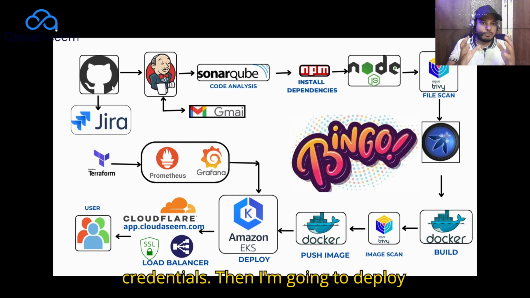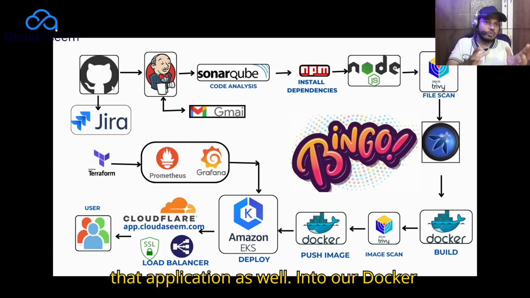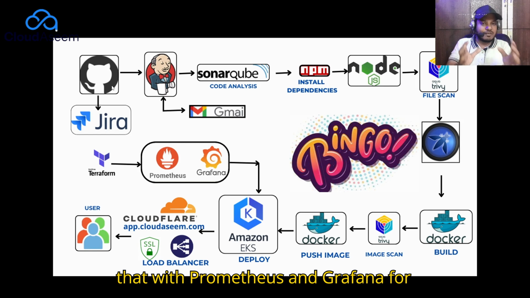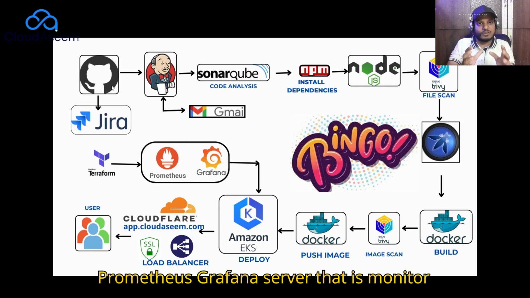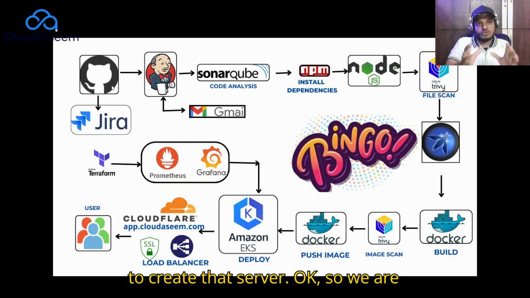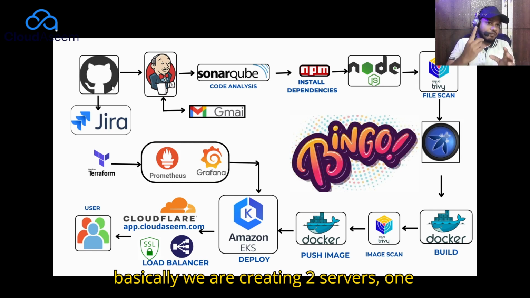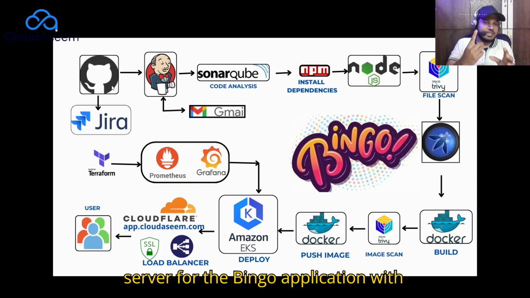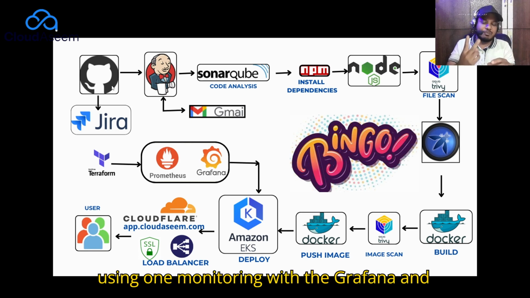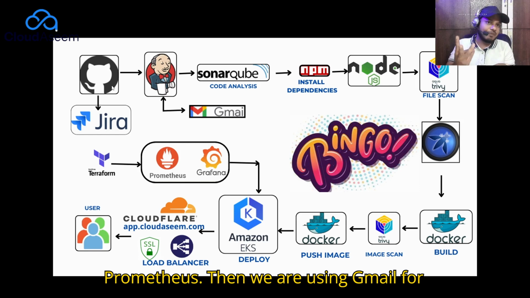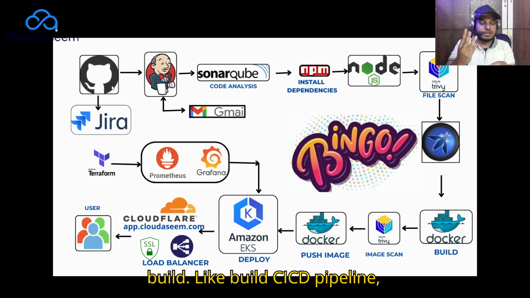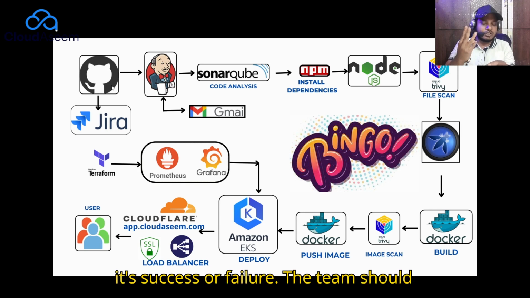Then I'm going to deploy that application into our Docker container. Then I'm going to integrate that with Prometheus and Grafana. For the Prometheus and Grafana server, that is the monitoring server, I'm going to use Terraform to create that server. So we are creating two servers: one server for the Bingo application with Jenkins and all the tools, and one monitoring server with Grafana and Prometheus. Then we are using Gmail for Jenkins alerts, in case our CI/CD pipeline build succeeds or fails.